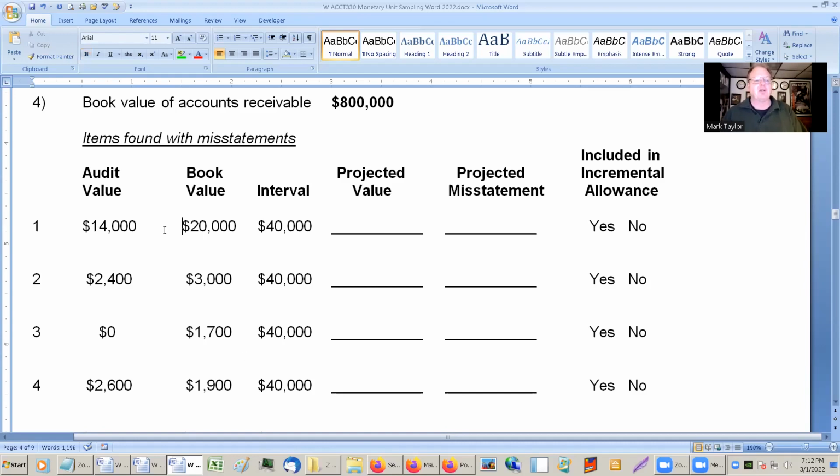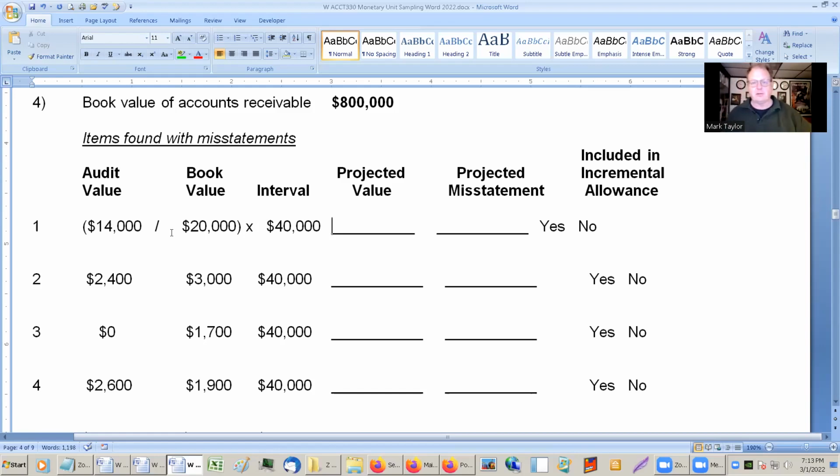Okay, so we're gonna go. Now this first one is the normal one that we're used to doing. Just so you recall, we take the audit amount divided by the book value, and we times it by the interval. That'll give us a projected value, but we're more interested in the projected misstatement. But let's go ahead and do this.